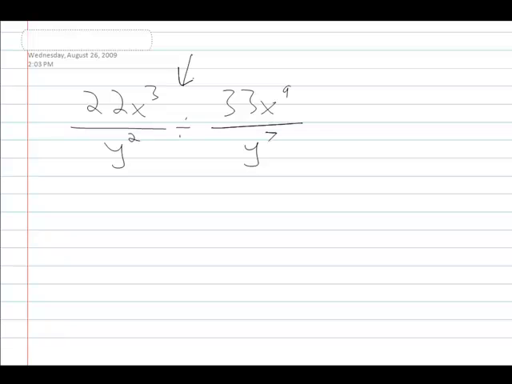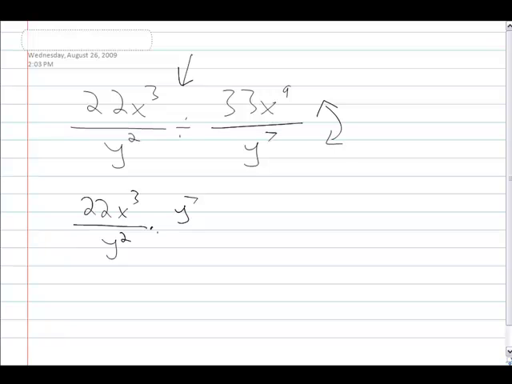When it comes to dividing, it's the exact same thing, except we need to change it to multiplication and then flip the second side. So if we have 22x cubed over y squared divided by 33x to the 9th over y to the 7th. Here we don't have to factor each part because they're not a more complex polynomial. So we're going to change it to multiplication and then flip the fraction. So this problem now becomes 22x cubed over y squared times y to the 7th over 33x to the 9th.